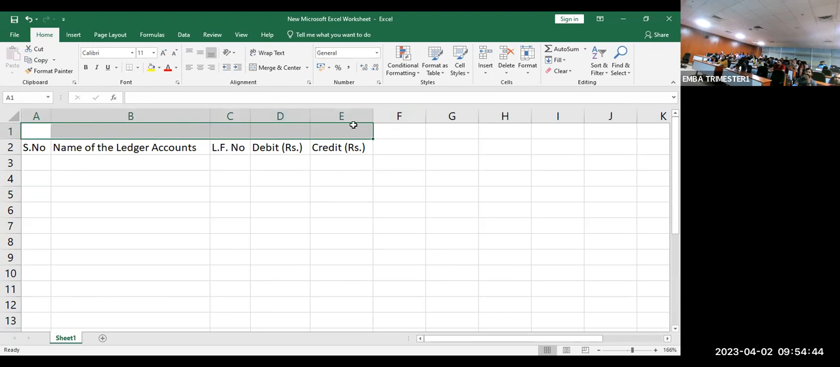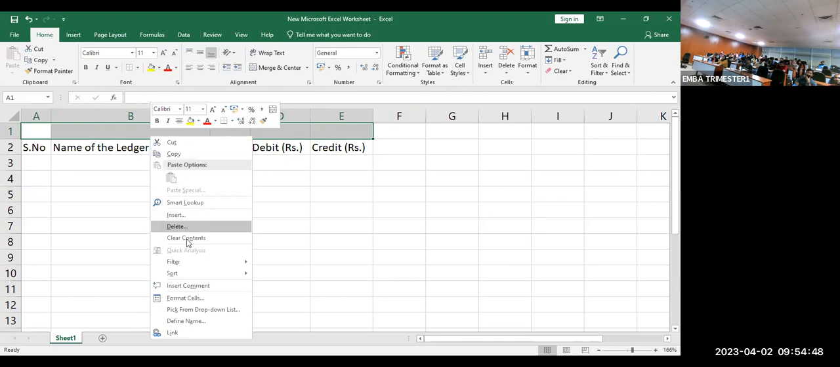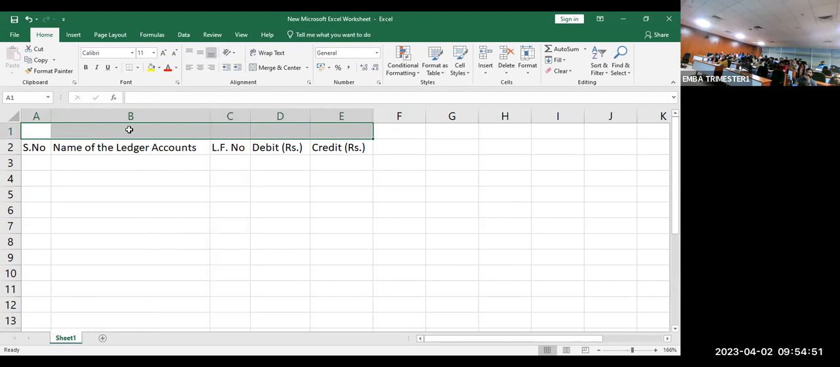Okay, so we have to prepare a trial balance by collecting all the ledger account balances. I'll write it here. Trial balance. You can give a heading. Trial balance.